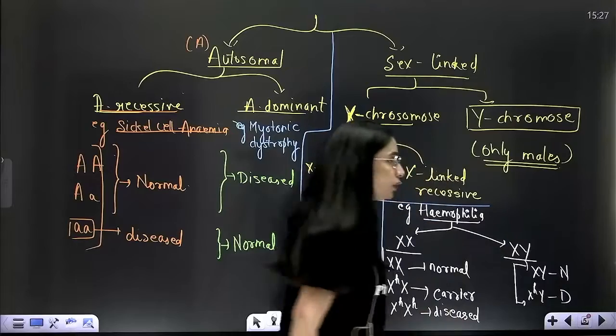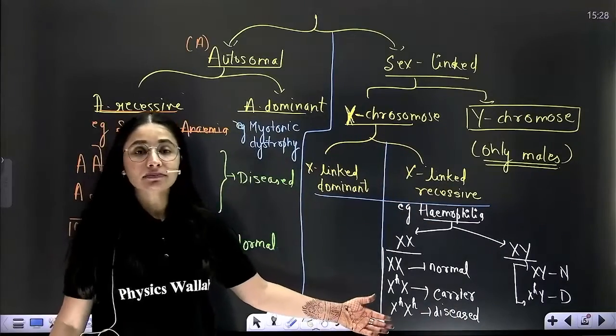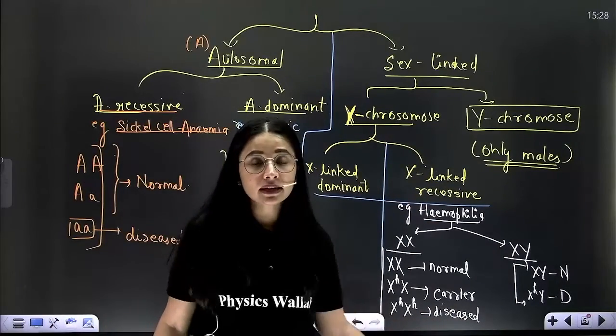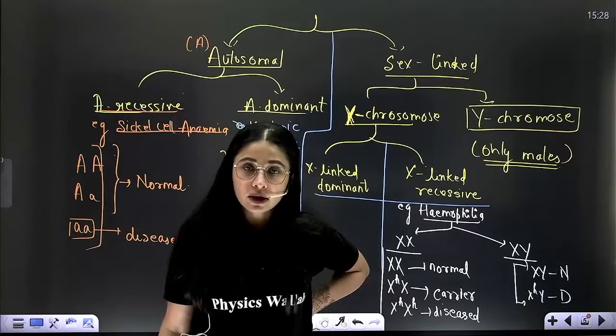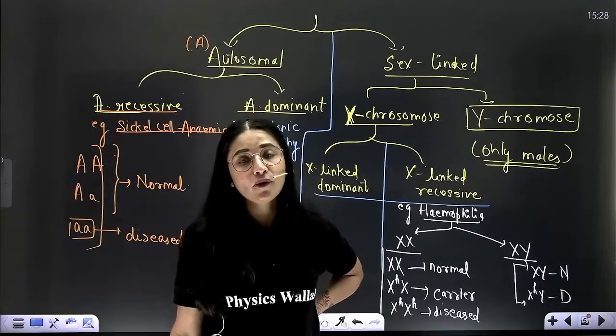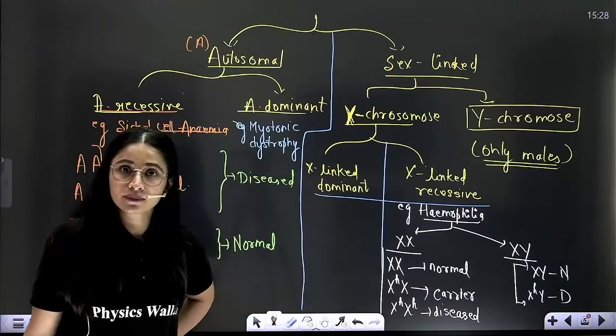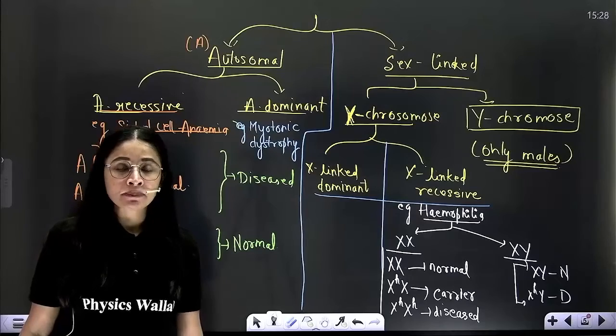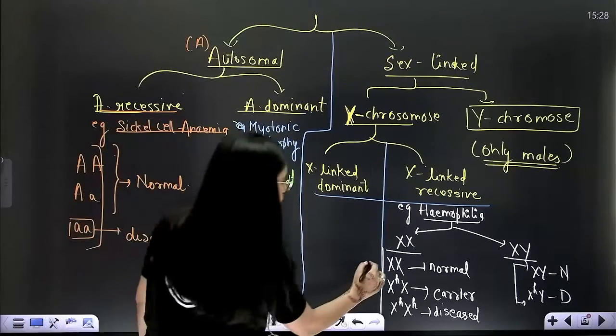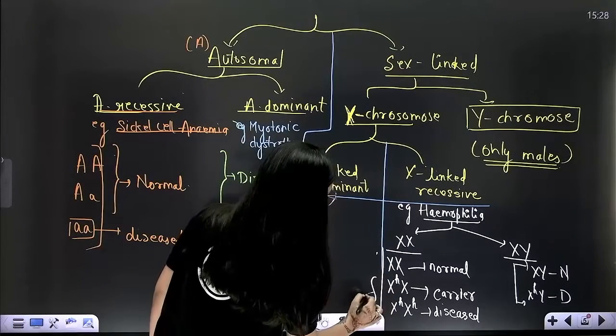I have already told you in my yesterday's class that males cannot become carriers for any X-linked recessive disorder because males are hemizygous for the X chromosome. Correct? Now, coming to X-linked dominant, beta. In X-linked dominant, both these conditions are diseased.